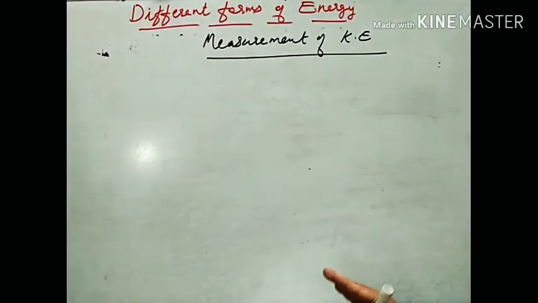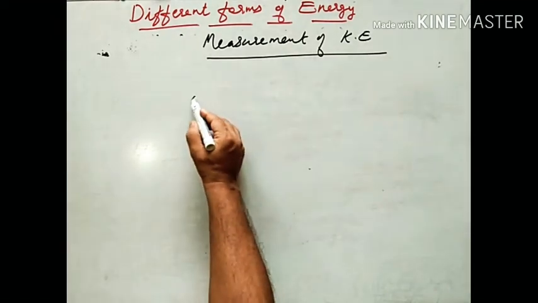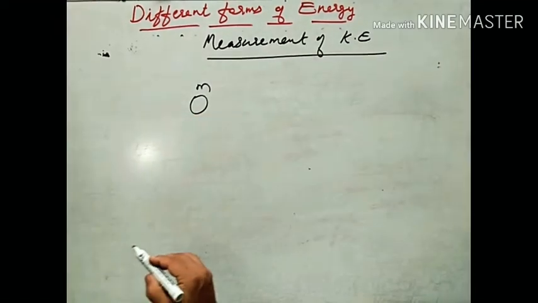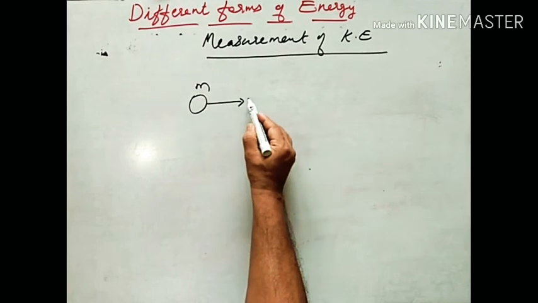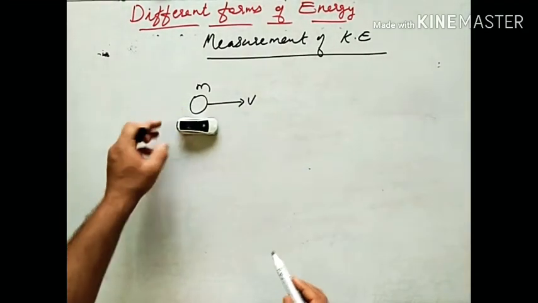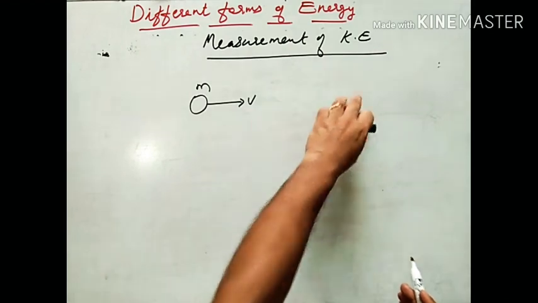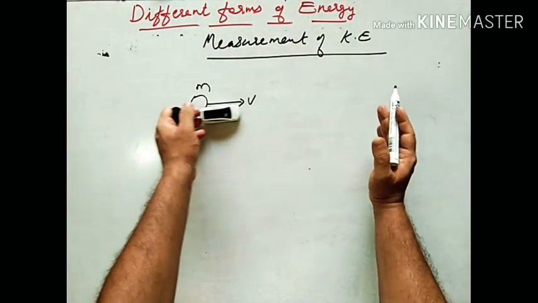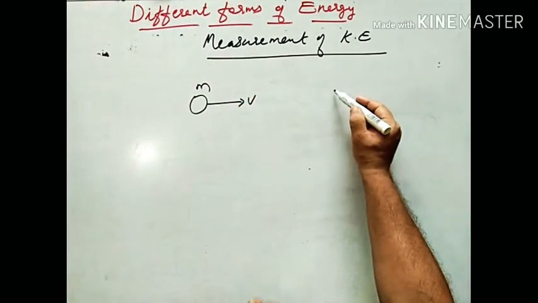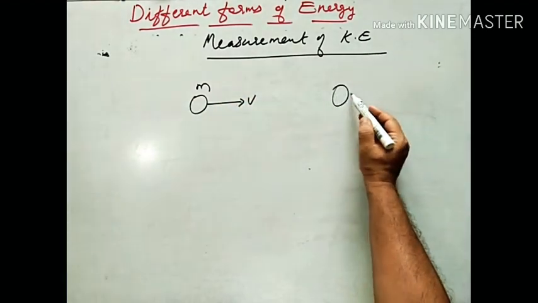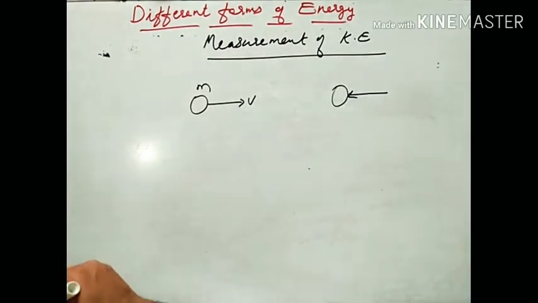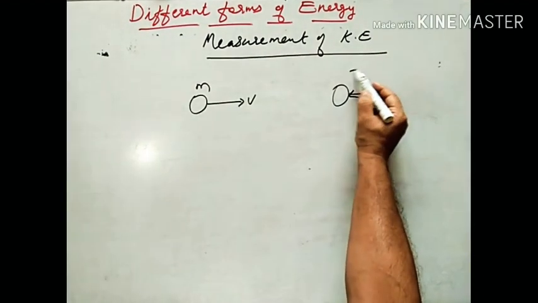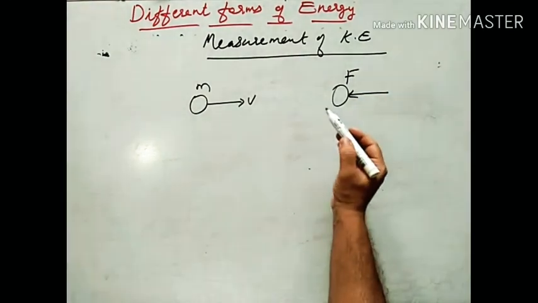Okay, based on this concept, let us try to derive an expression for kinetic energy. Suppose we have a body of mass m, our car, already in motion, moving with a velocity v. Now I have applied some opposing force here. I have applied a constant opposing force F, opposite to the direction of the motion, and the body came to rest.